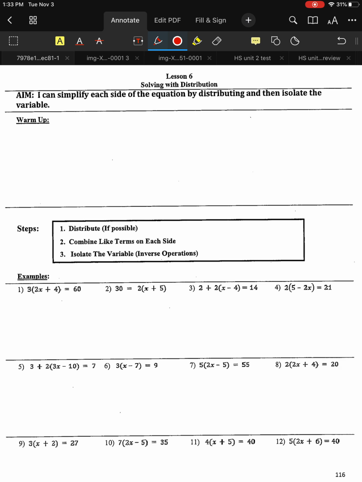Today's lesson is lesson 6, solving with distribution. I can simplify each side of the equation by distributing and then isolate the variable. Again, we've talked about distributing and learned about the distribution property in the last unit. And we know how to isolate the variable because we've been working on that with lessons 1 through 5.